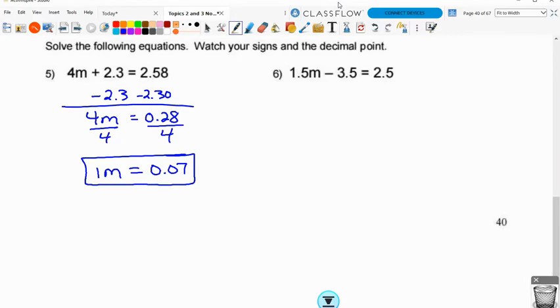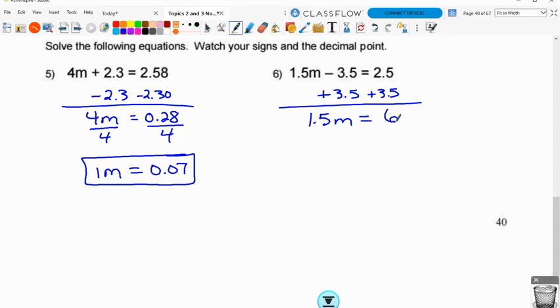In example number 6, we have 1 5/10 m minus 3 5/10 equals 2 5/10. Let's get the 1 5/10 m alone on the left-hand side. There's a negative 3 5/10 that's on the same side with it. So in order to get the variable term alone, let's add 3 5/10 to both sides. Equal sign comes down. On the left, negative 3.5 plus 3.5 is 0. So that leaves us with just the variable term 1 5/10 m. And on the right-hand side, if you add 2 5/10 with 3 5/10, you get a value of 6. 1 5/10 m equals 6.